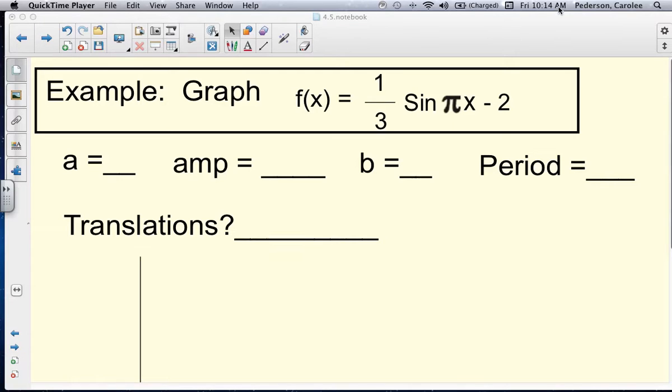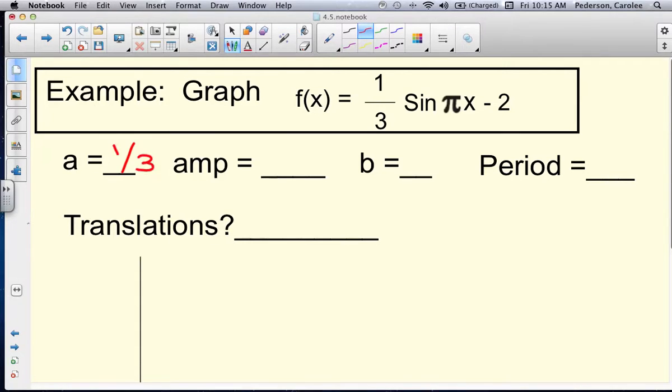second. So what is the a value? What is the value of a in this equation? 1/3. So then what is our amplitude? 1/3. Absolute value of 1/3 is 1/3. So that means our graph is going to be a lot tighter along the y-axis. It's going to be shorter, not as tall of a sine wave.